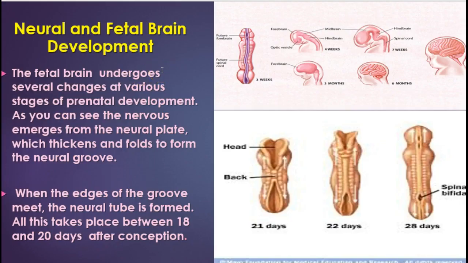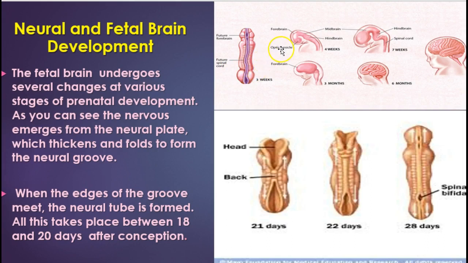So how does the nervous system develop and the fetal brain develop? Well, the fetal brain undergoes several changes at various stages of prenatal development. And as you can see, the nervous system emerges from a neural plate. It thickens and folds to form what is called a neural groove in the middle. Now, when the edges of the groove meet, the neural tube is formed, and all of this takes place between 18 and 20 days after conception.